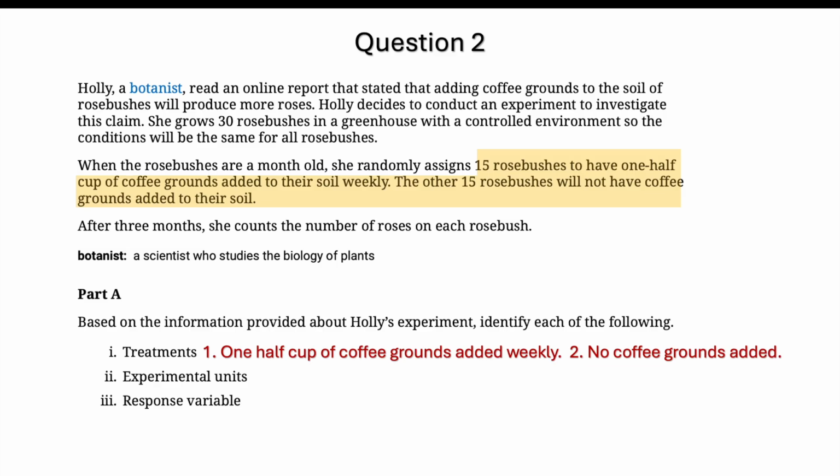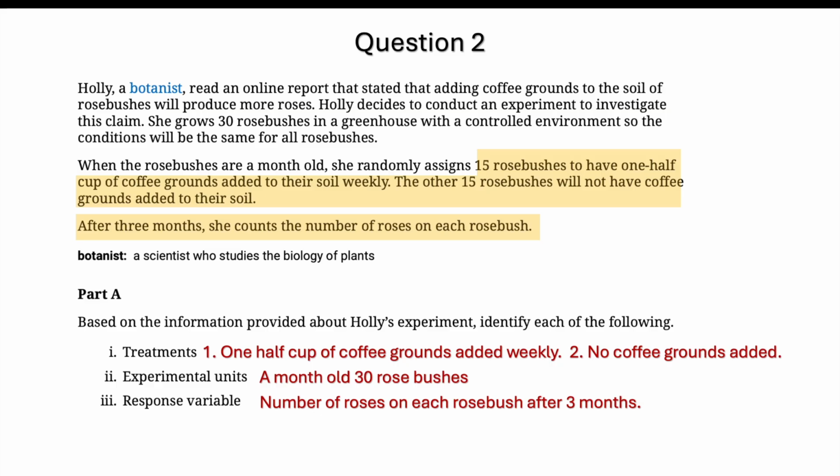And then we need to find the experimental units. The experimental units are the individual subjects or objects in the experiment. In this case, those are the 30 rose bushes. Next, we need to identify the response variable. The response variable is the outcome variable, or what it is that we are measuring. If you read, you can see after 3 months, she counts the number of roses on each rose bush. So the response variable is the number of roses on each rose bush after 3 months.